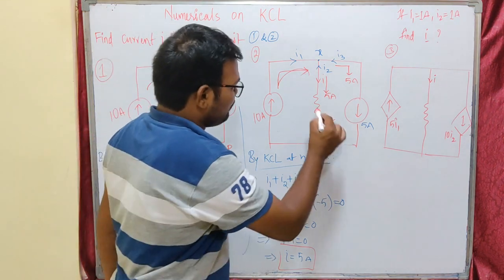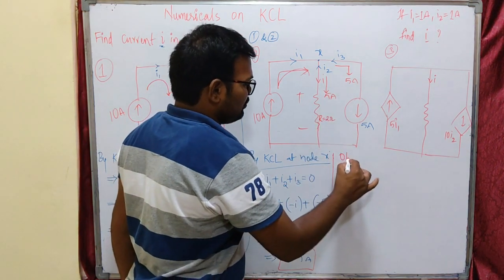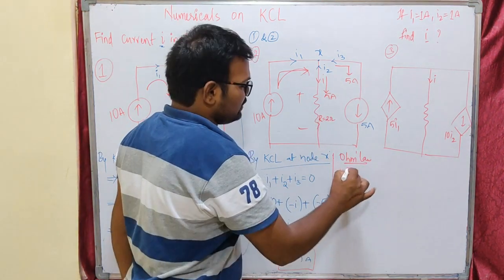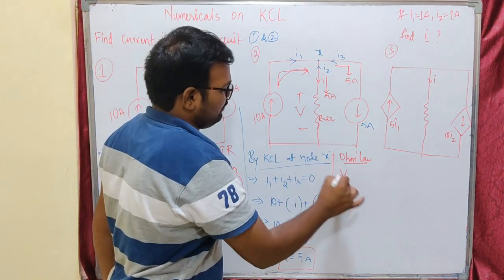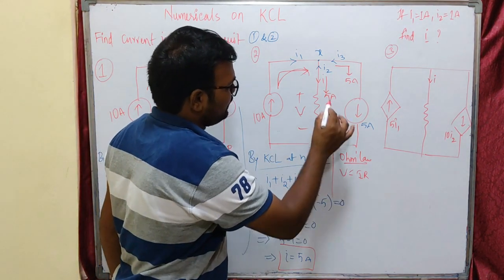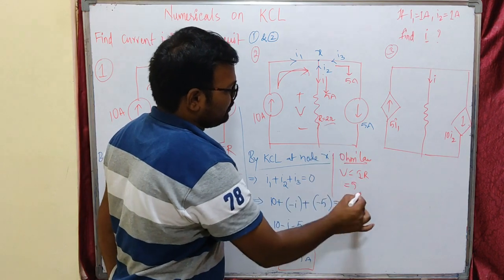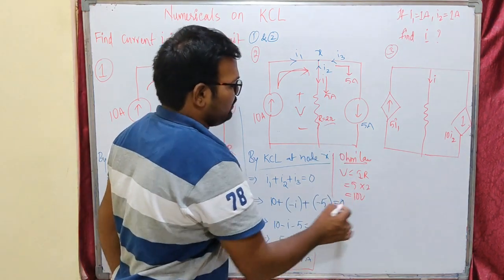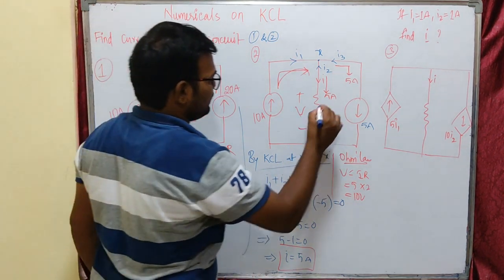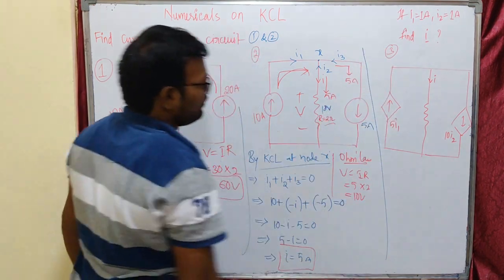Now I am going to find the voltage across this resistor by Ohm's law. The voltage across this resistor, V, is V equal to I into R. I is 5 amperes here and the resistance value is 2, so that will be 10 volts. So a voltage of 10 volts is available across this resistor. This is about these two expressions.